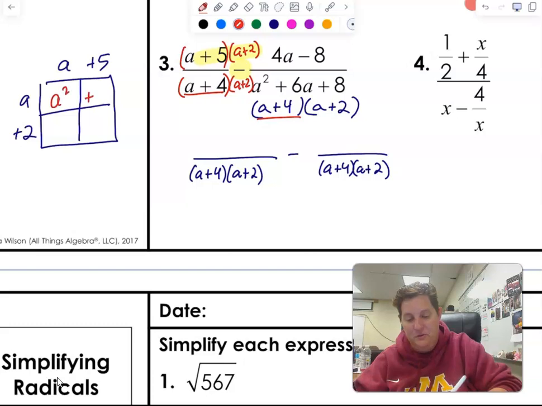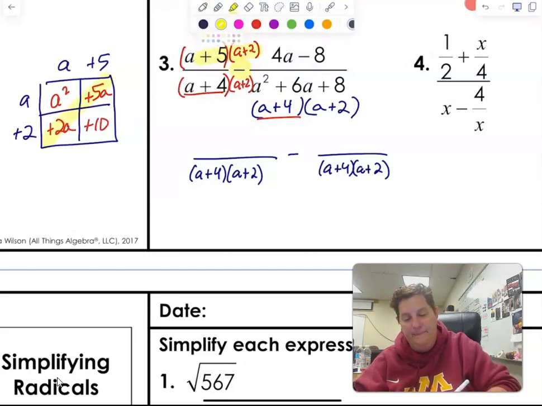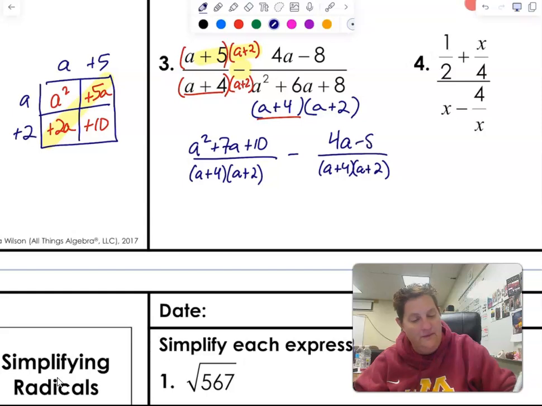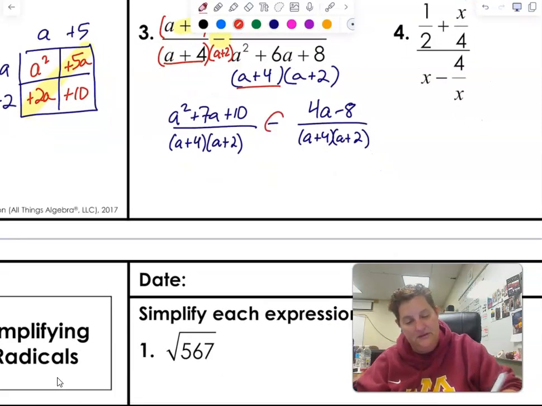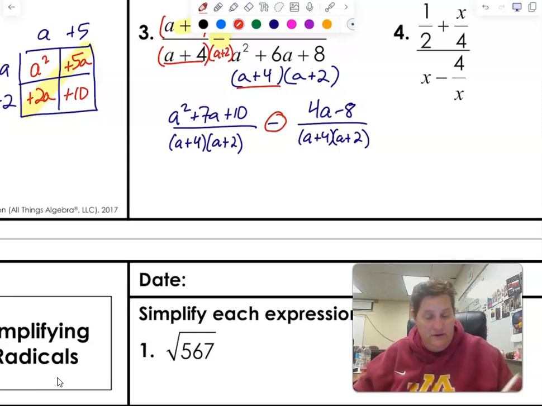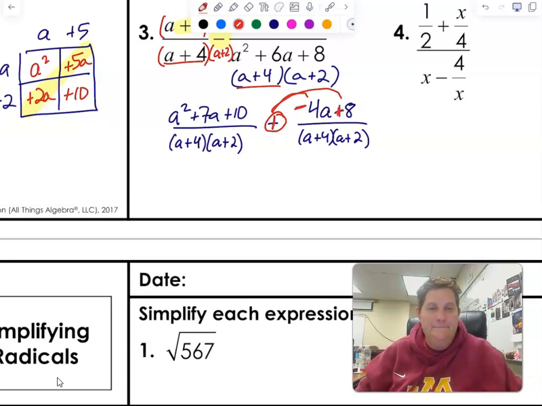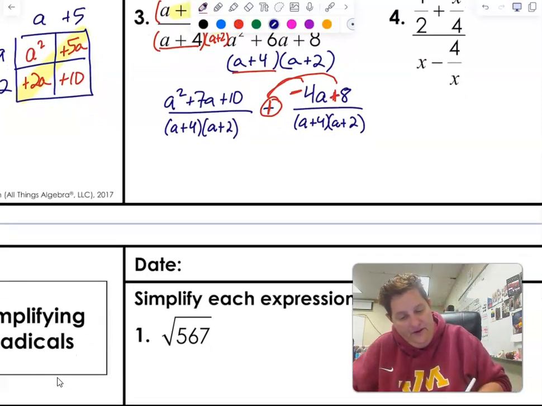That gives me a squared, plus 5a, plus 2a, plus 10. Okay? And when I combine those together, it gives me a squared plus 7a plus 10. And this side is 4a minus 8. But here's the thing, guys, this is a minus. So the easiest way to deal with that is just make that negative, make that positive, and then just turn that into a plus, okay?